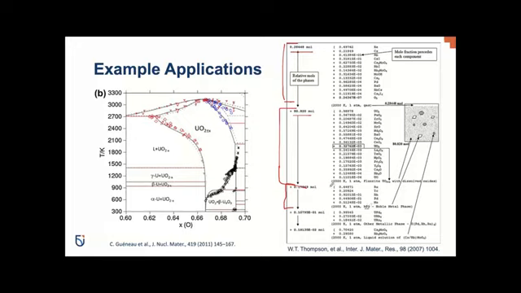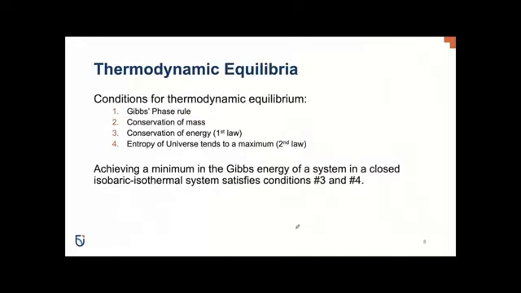So anyways, I hope this gives a bit of an idea of what kind of calculations you can apply with these thermodynamic tools using UO2 as a reference. Thermodynamic equilibrium is computed in these cases, which really rely on 4 conditions. 1 is the Gibbs phase rule, 2 is conservation of mass, 3 is conservation of energy, which is really the first law of thermodynamics, and 4 is that the entropy of the universe tends to a maximum, which falls under the second law of thermodynamics.